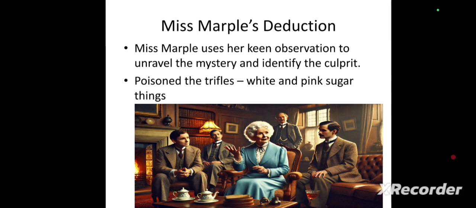Miss Marple's deduction. Miss Marple uses her keen observation to unravel the mystery and identify the culprit. In the case, after eating this food, Mrs. Jones is feeling unwell, and they went to the doctor, and there was a relationship between Mr. Jones and the doctor's daughter. Some may think that it was the daughter who poisoned her, but actually, it was the maid who poisoned her using the trifles, the white and pink sugar things that are used to decorate the food.